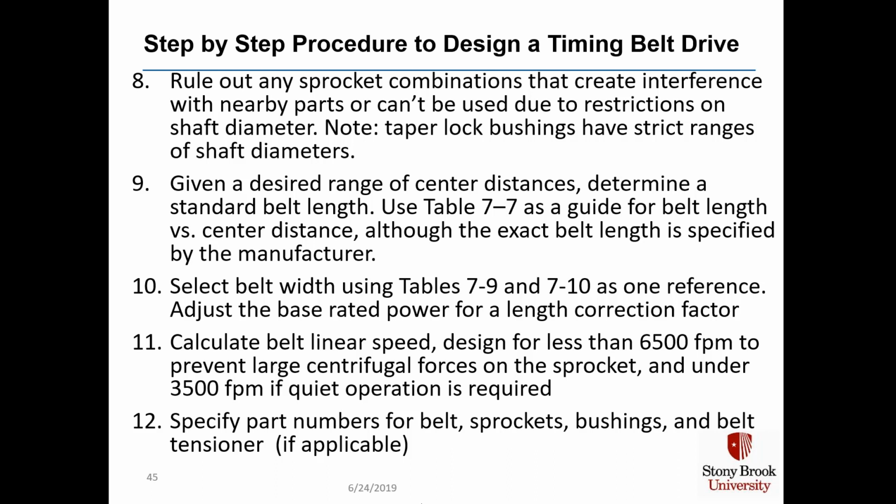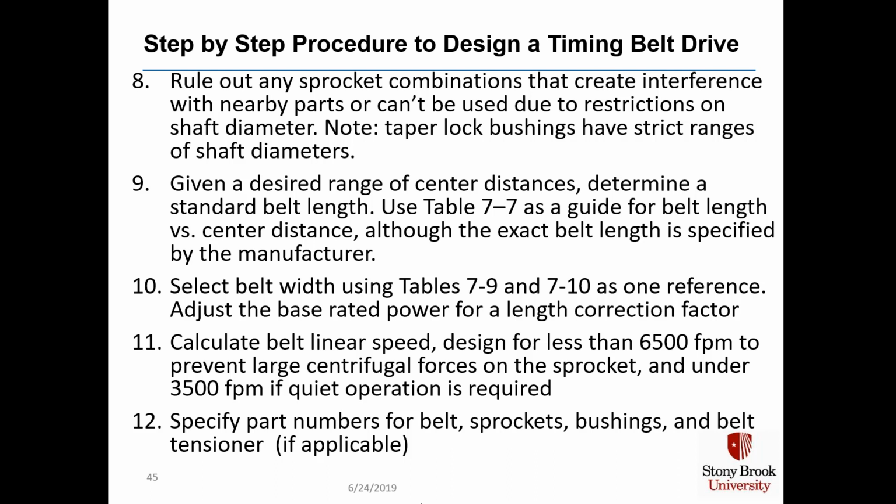Given a desired range of center distances, we determine in step 9 a standard belt length, and we use Table 7-7 as a guide for the belt length versus the center distance. In step 10, we select the belt width using Tables 7-9 and 7-10 as a reference, and we adjust the base rated power for a length correction factor.